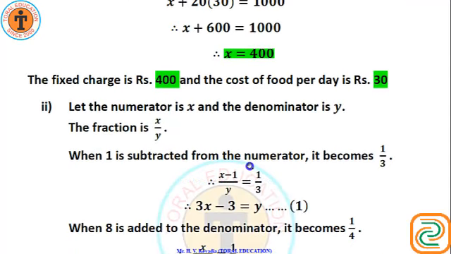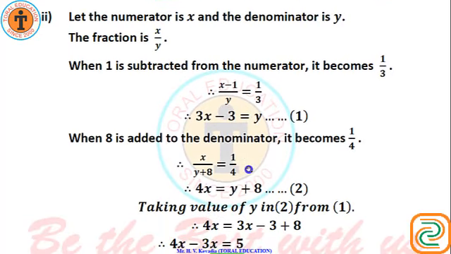Right. Second question I am reading. You also read the question. A fraction becomes 1 upon 3 when 1 is subtracted from the numerator, and it becomes 1 upon 4 when 8 is added to its denominator. Find the fraction. We have two conditions.